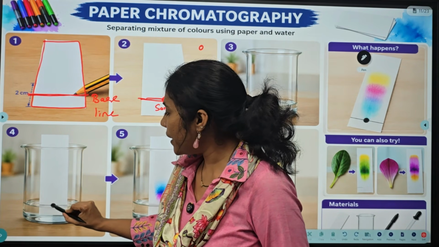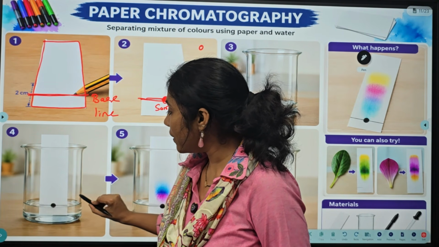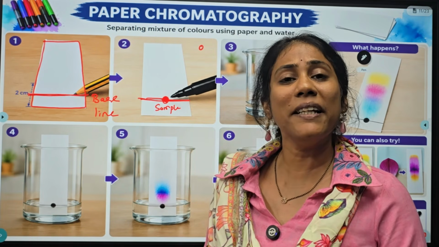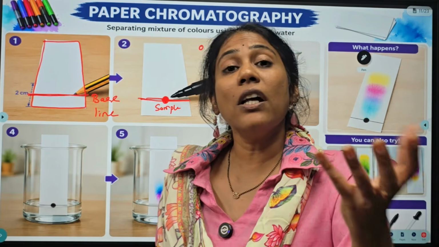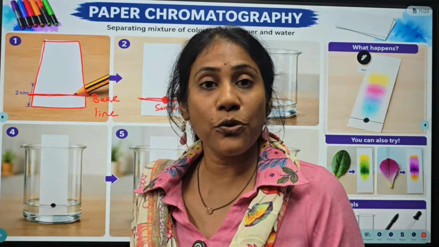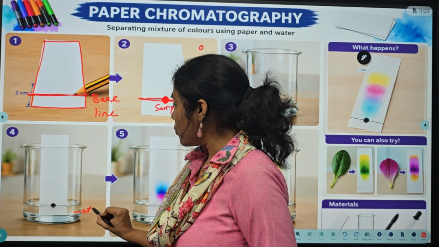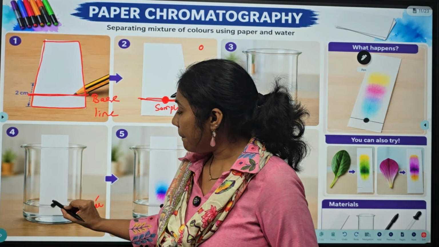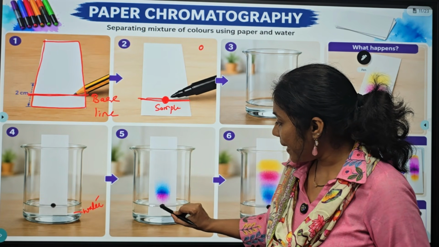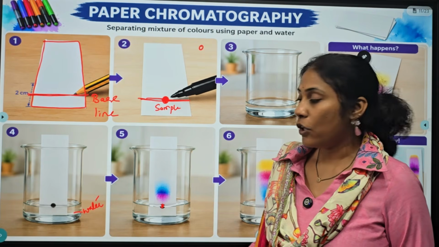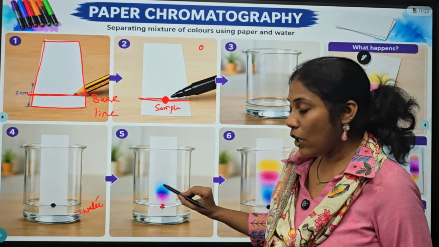After you put the sample, the entire paper is dipped in a particular solvent. The solvent need not be water every time. Depending on what kind of sample, different solvents are used. Sometimes acetone is used, sometimes alcohol is used. Maybe in this case water is used. The paper is kept in water such that the solvent touches the baseline and the sample. So the water level should be till the baseline along with the sample.